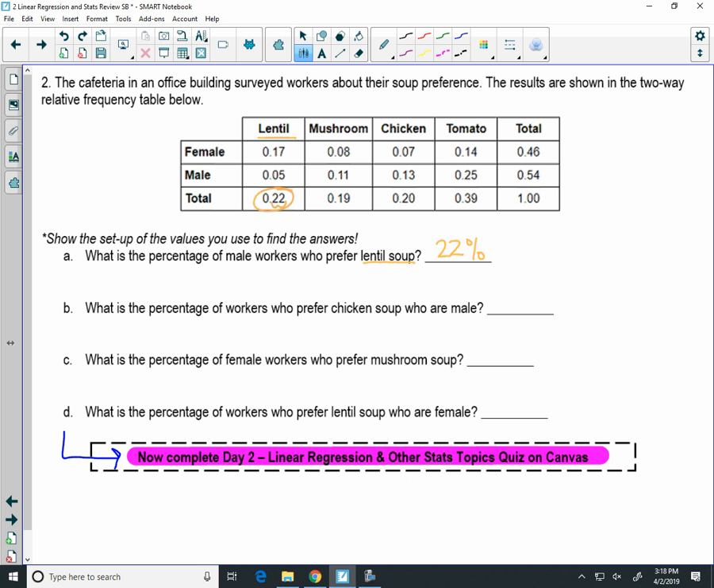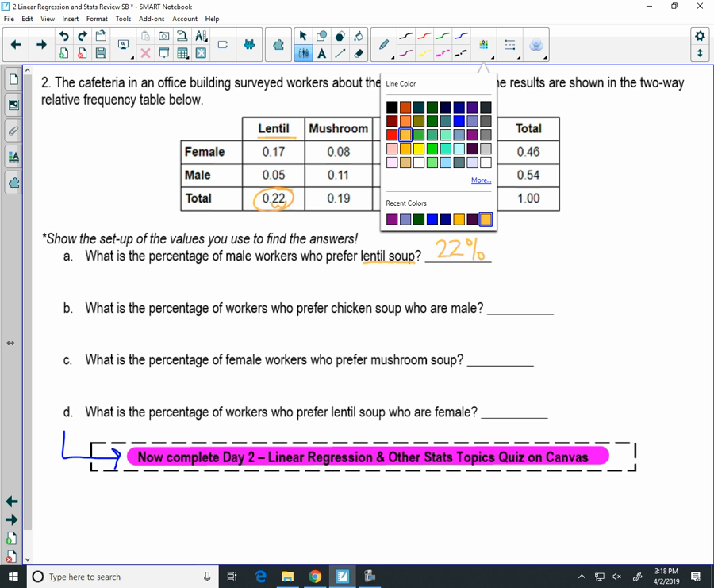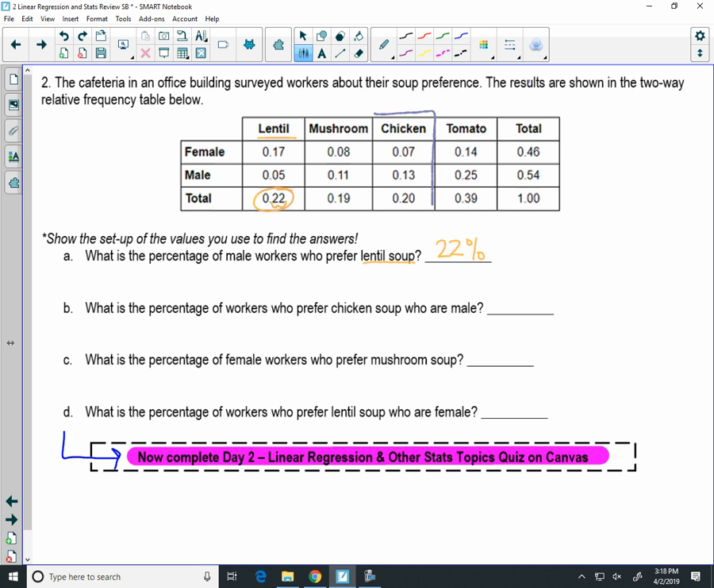All right, what is the percentage of workers who prefer chicken soup that are male? So again, our bigger number is going to go on the bottom. So if I'm looking at chicken soup now, here's my chicken soup. My total for chicken soup is 0.2, that's going to go on the bottom. And my number for male is going to go on the top. And that's going to give us 0.65, which is 65%.